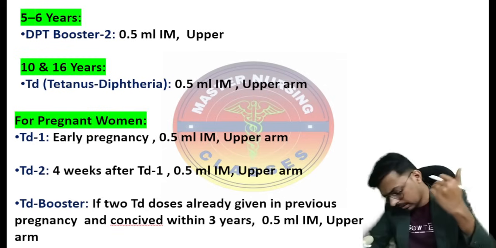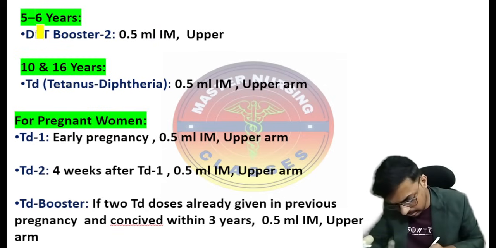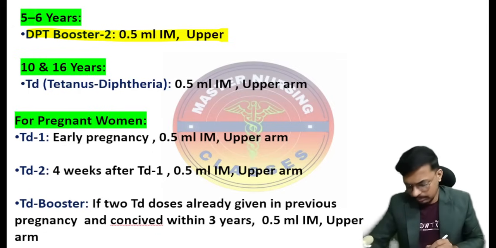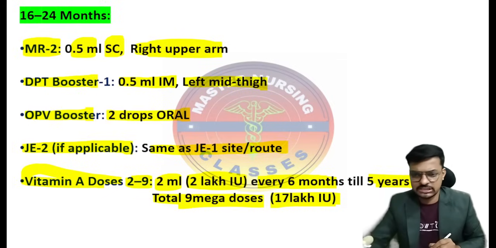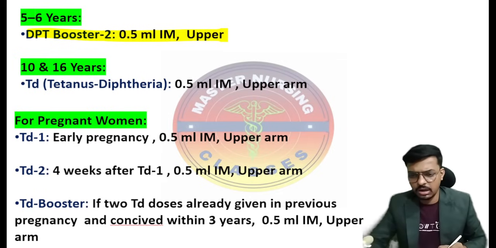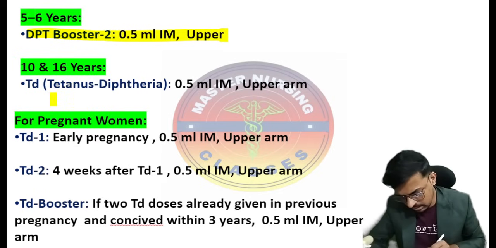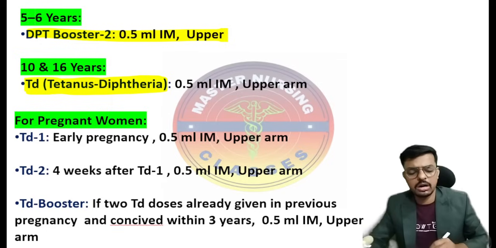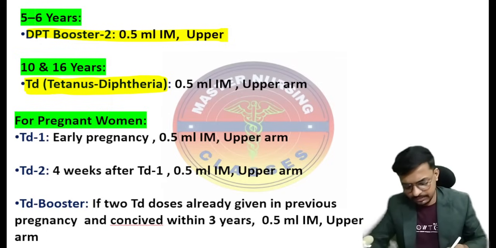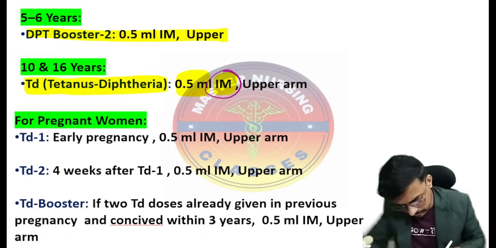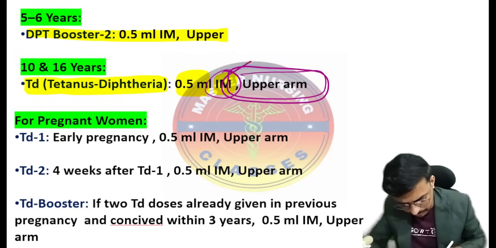Lots of golden points. At 5 to 6 years, we again give the DPT booster dose. DPT booster dose number 2. Booster 1 we have given between 16 to 24 months. So DPT booster dose number 2 we will give at the very important 5 to 6 years. Then at 10 to 16 years, TD, tetanus and diphtheria, will be given, same 0.5 ml intramuscular IM. That is the upper arm we are giving.